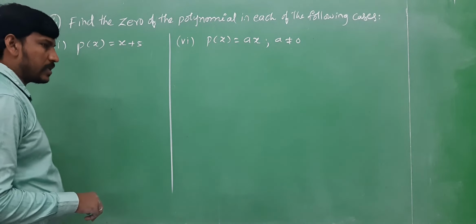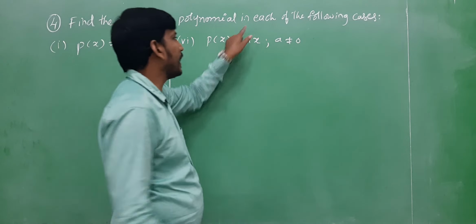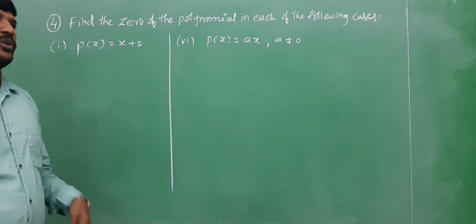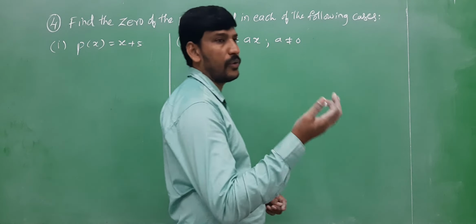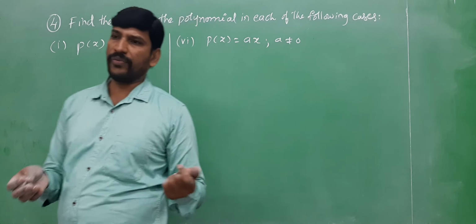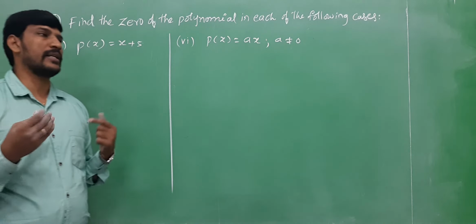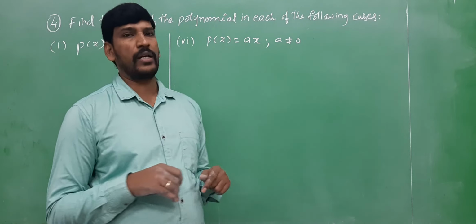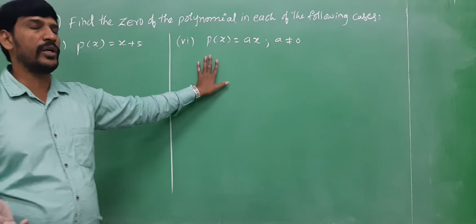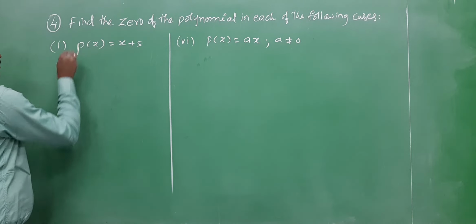Right, children. Let us discuss question number 4. Find the 0 of the polynomial in each of the following cases. Here we need to find out the 0. Till now we discussed they will give one value. We will substitute in the place of variable, then simplify whether this answer will become 0. Then that is the 0 of the polynomial. If answer is not equal to 0, then it is not a 0 of the polynomial. Here they given directly a linear polynomial. From this we need to find out the 0 of the polynomial. Now let us discuss here first one.